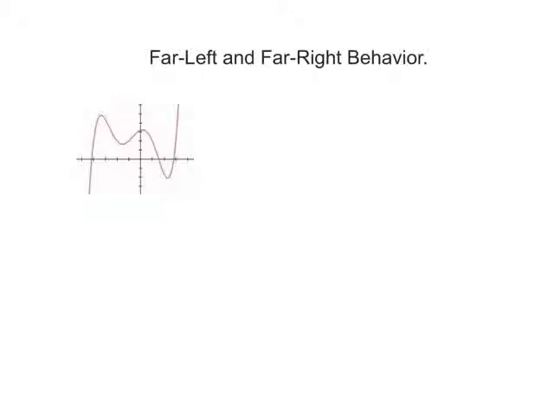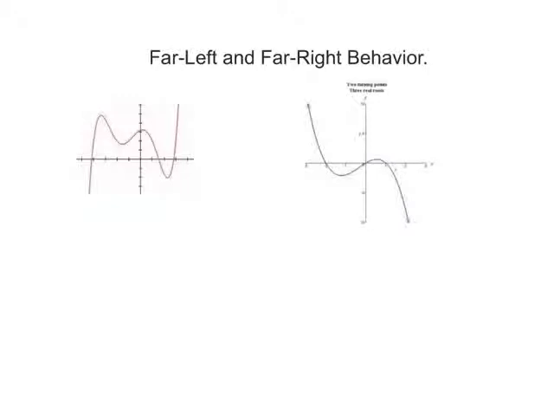Here are some different configurations for the behavior toward the left and the right ends of your graph. The first one we're going to take a look at is where the graph goes down towards negative infinity off to the left-hand side, and then up to positive infinity on the right-hand side. So we go down to the left, up to the right. In another example, the graph goes up to the left and then down to the right. Similar in that they're both going opposite directions, but they're going different directions.